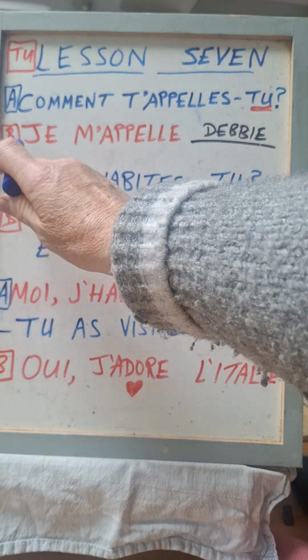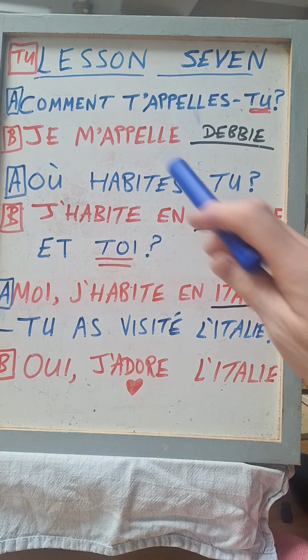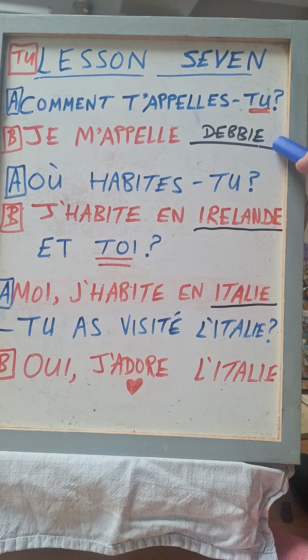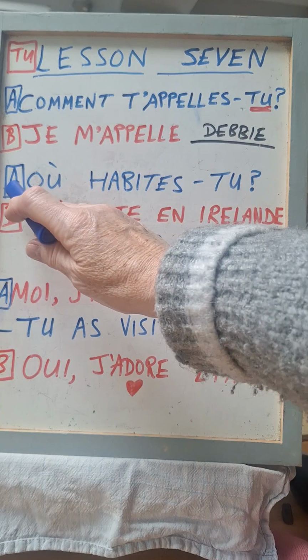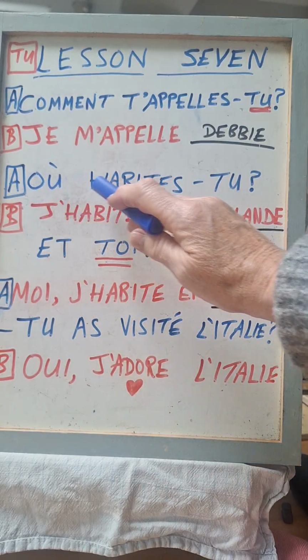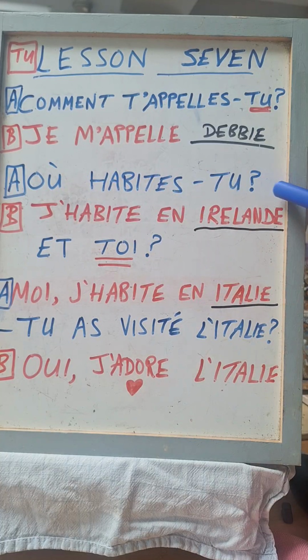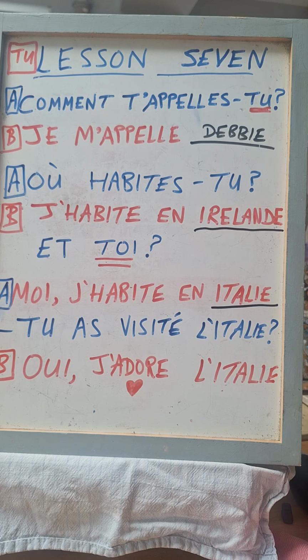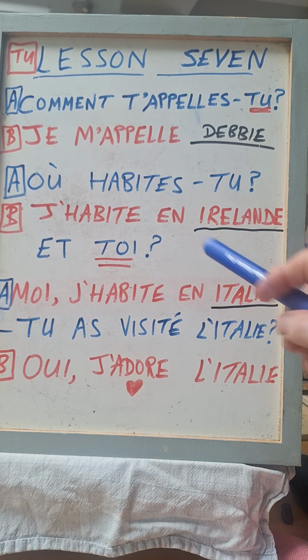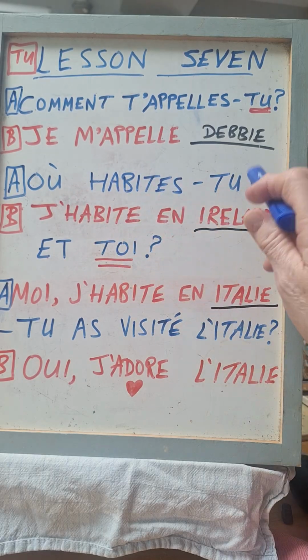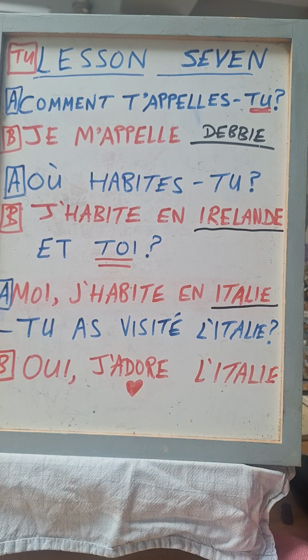Okay, so person B answers, Je m'appelle Debbie, or whatever the name is. Person A. Où habites-tu? So they're asking, where do you live? There's a hyphen in there in the written form. Where live you? Where do you live?